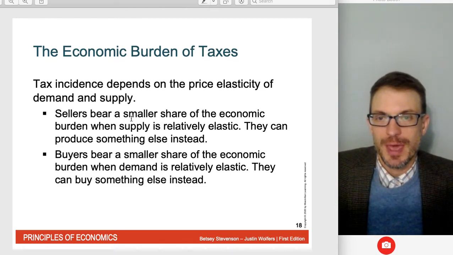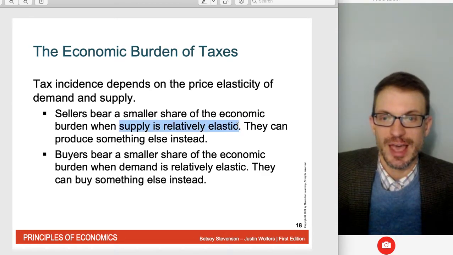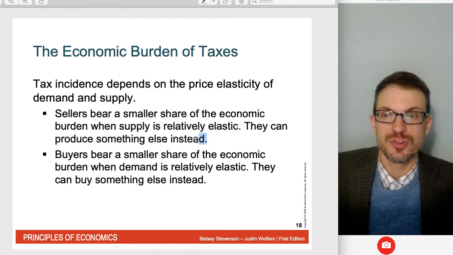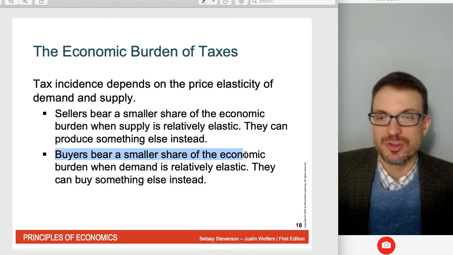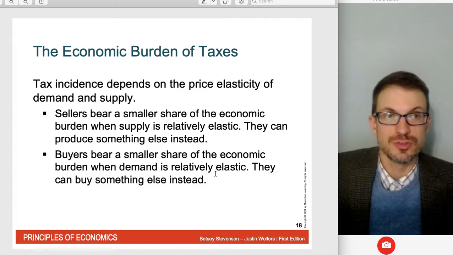Tax incidence depends on the price elasticity of demand and supply. Sellers bear a smaller share of the economic burden when supply is relatively elastic. Why? They produce something else instead. They can avoid it. Elastic supply means sellers have alternatives. Buyers bear a smaller share of the economic burden when demand is relatively elastic. They can do something instead. They can get away from the tax.